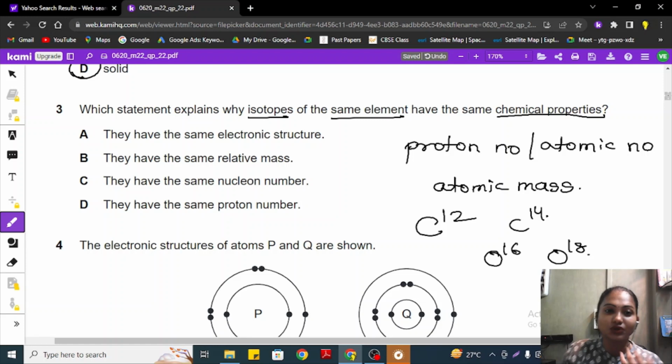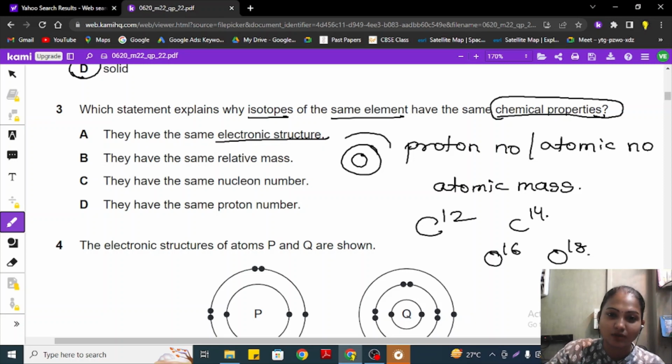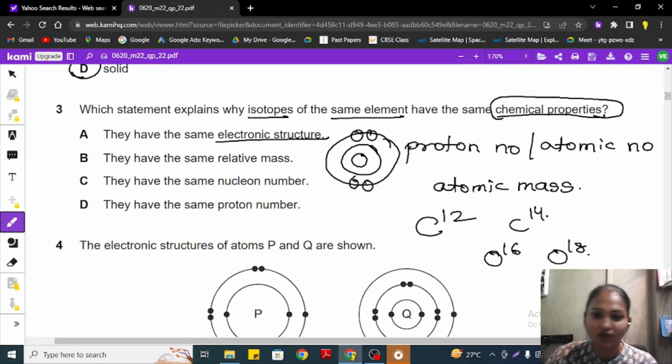So the question is asking which statement explains why isotopes of the element have the same chemical property. Chemical property means how they are going to behave from the electron point of view. For example, electronic structure: if I talk about carbon, in the outermost shell there are going to be 4 electrons. It's going to behave like a non-metal for carbon 12.